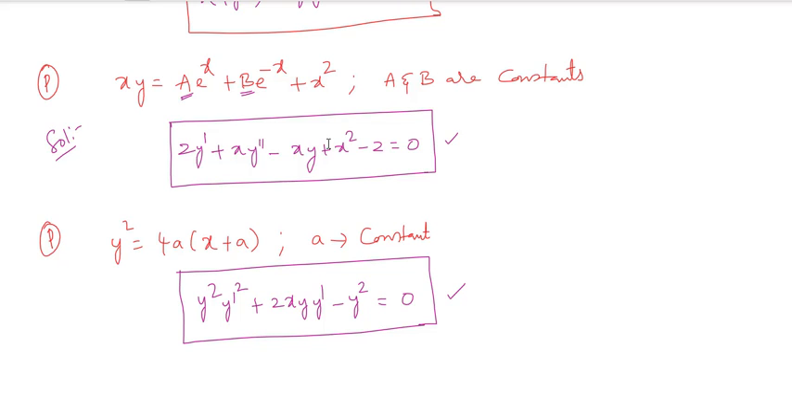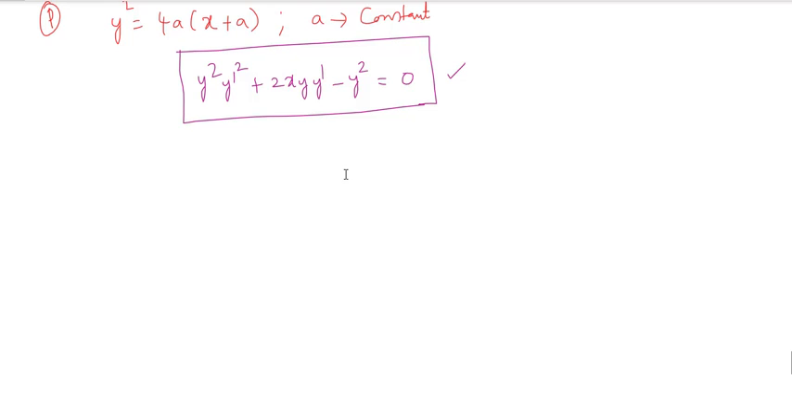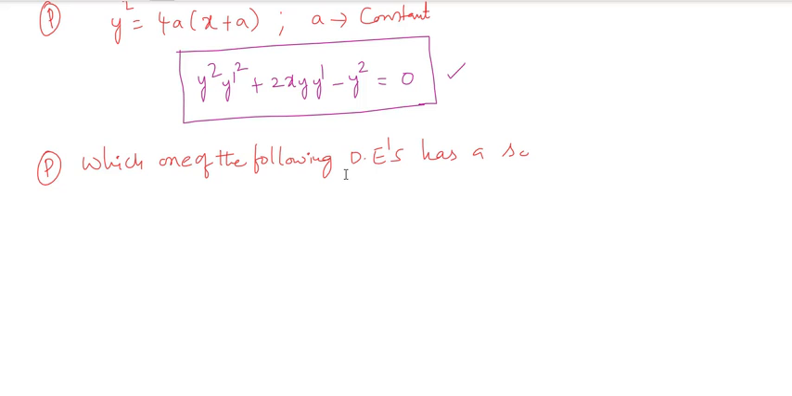Then can you take one more previous question based upon this analysis? Note down the question. Which one of the following differential equations has a solution given by the function y is equivalent to 5 sine of 3x plus pi by 3?